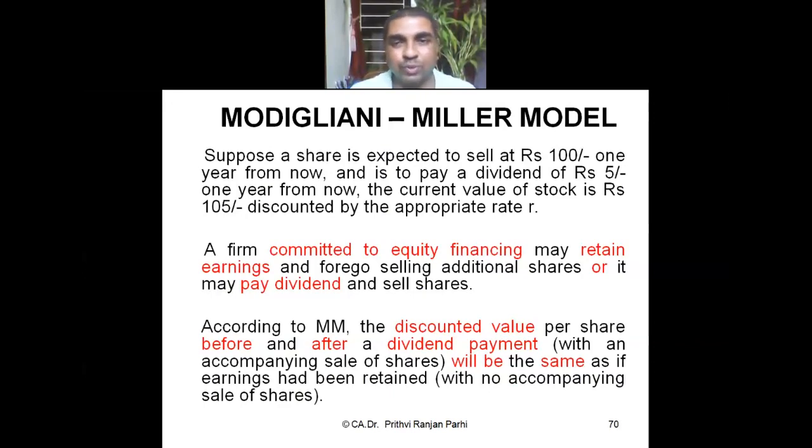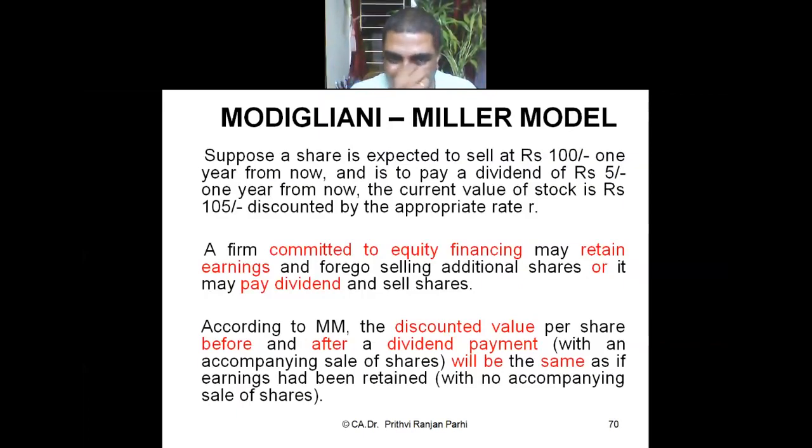Also we know that if the firm is committed to equity financing, that means if there is no debt, then how can the firm arrange money? Only through retained earning or fresh equity. When a firm earns, there are two options: either it has to retain a part of it or it has to distribute it, to declare dividend. So earning can be divided into two parts only: one is retention, the other part is declaration of the dividend.